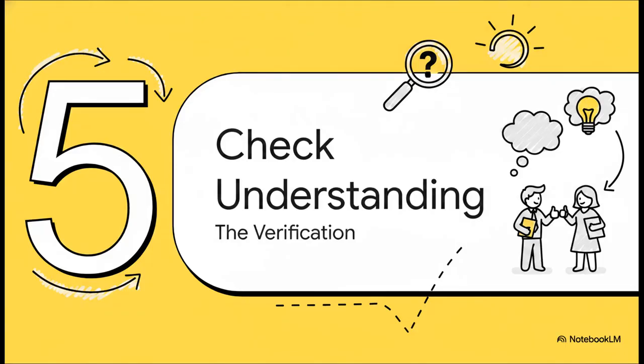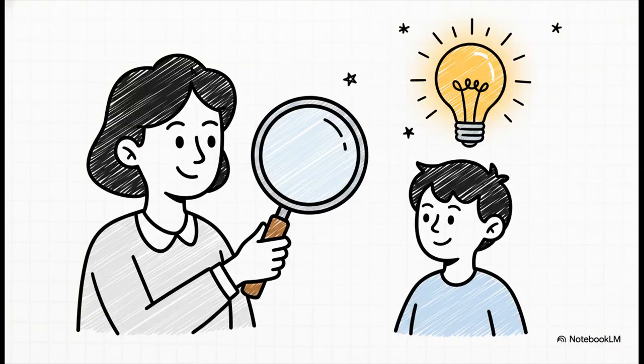Finally, Section 5, check for understanding. This is the verification stage. So, you've given simple, sequenced, polite instructions totally adapted to your students' levels. You're done, right? Actually, scratch that. The job is not done yet.